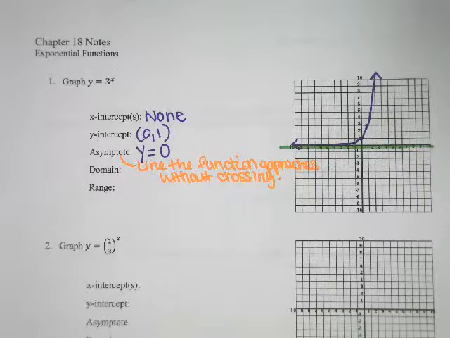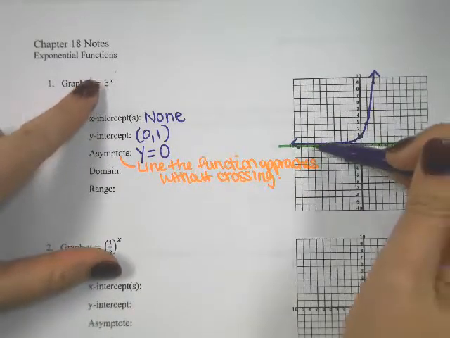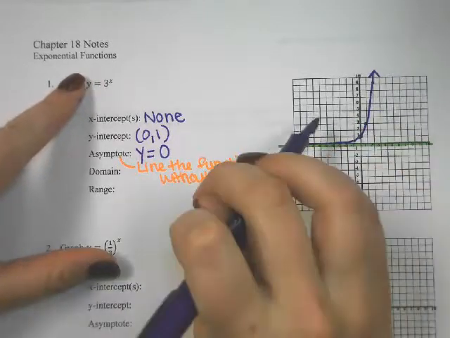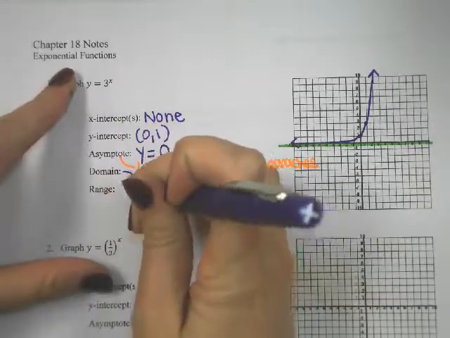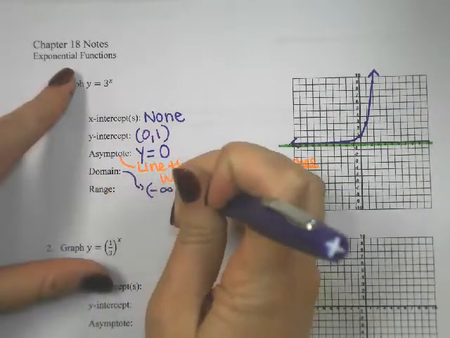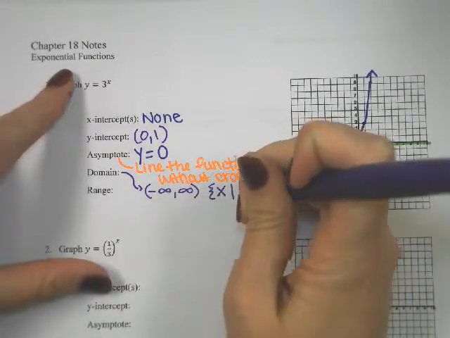Our domain is a list of all inputs, so we are allowed to input anything we like here. Additionally, our arrow points to the left. It points up, but in actuality also points to the right. So our domain in interval notation is -infinity to infinity. In set notation, it's all x such that x is a real number.